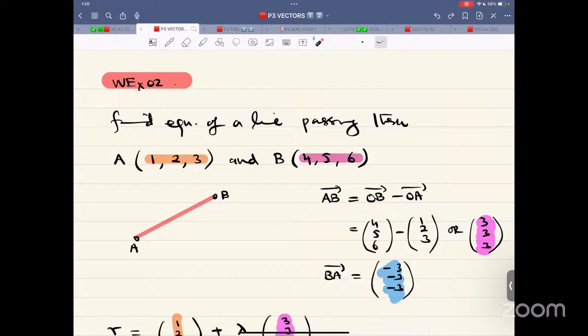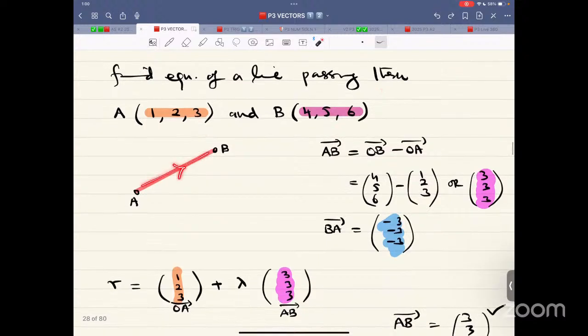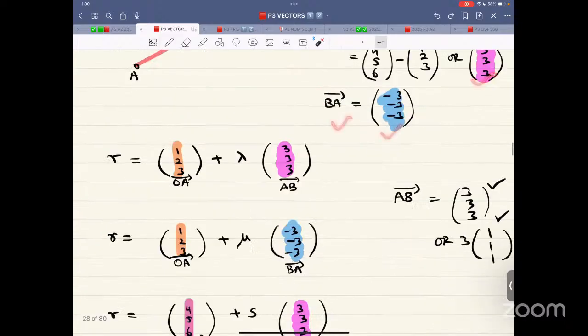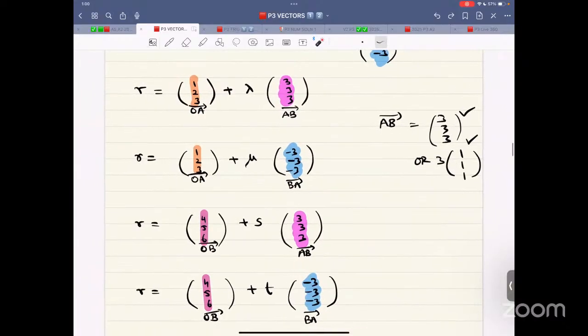Worked example 2. Find equation of a line passing through these 2 points. So I can take AB to be the direction vector, BA to be the direction vector. I can take A to be the fixed point. I can take B to be the fixed point. So this is AB. This is BA. First equation, have a good look. There are 4 possible equations over here. There are 2 options for the direction vector, 2 options for the fixed point. That is why there are 4 possible equations.